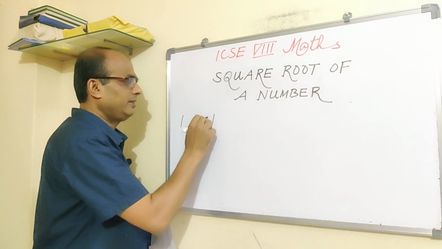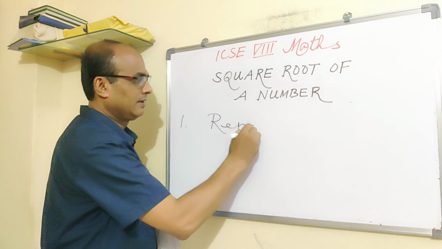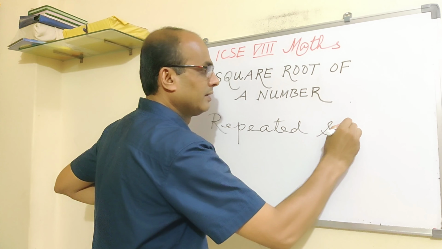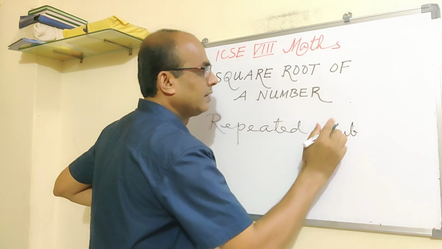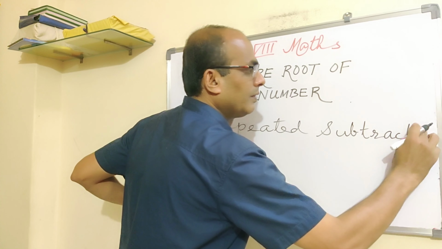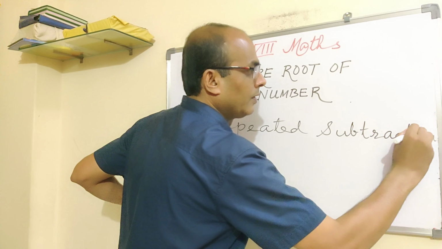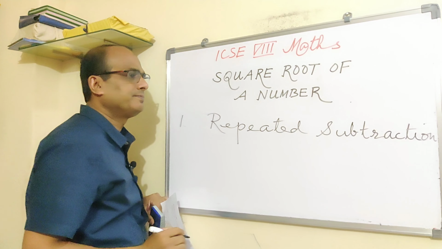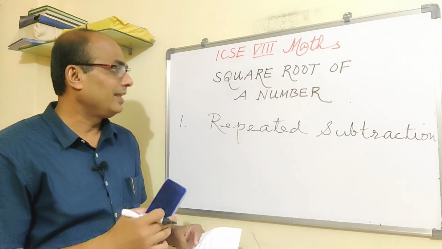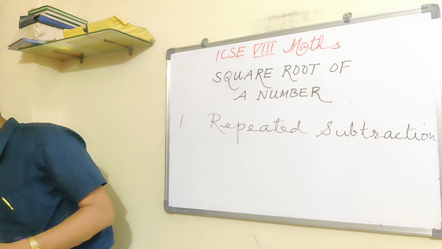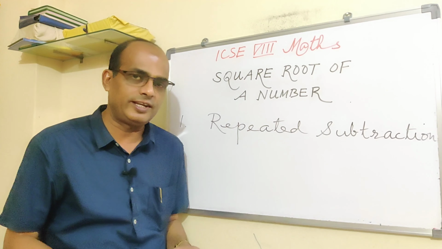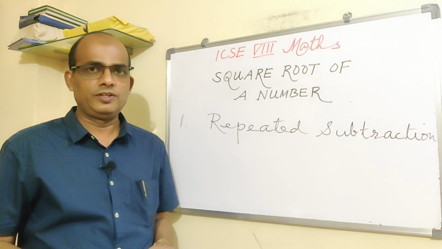The name of the method is repeated subtraction. Now what we do in this method, it's very easy. Please listen to me. There are 3 steps that I'm showing you on the screen.